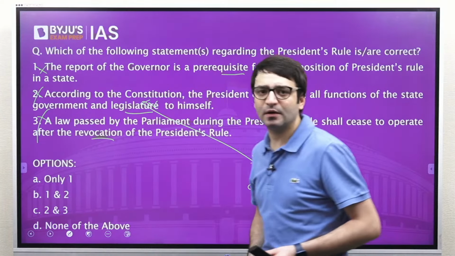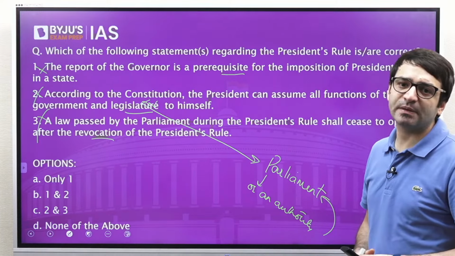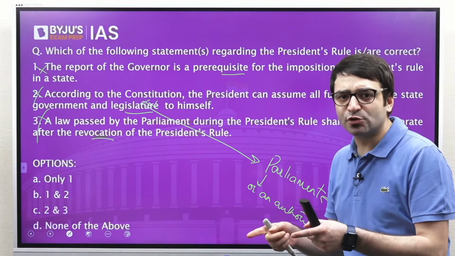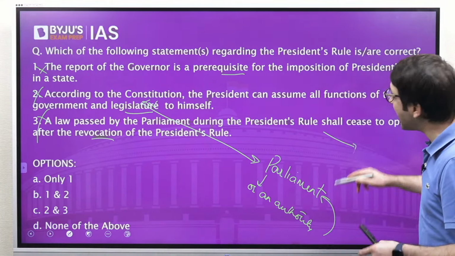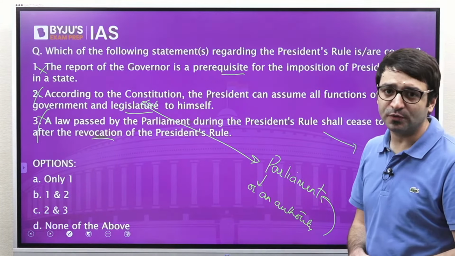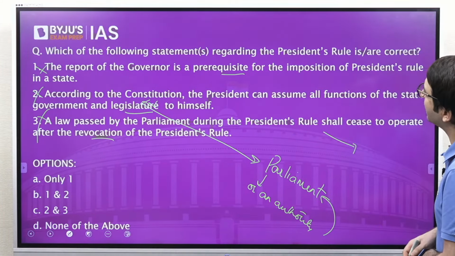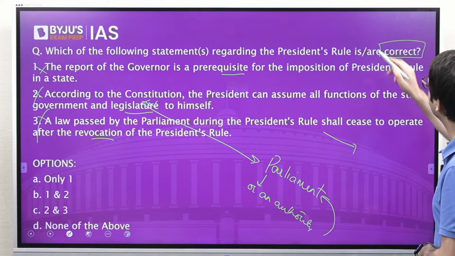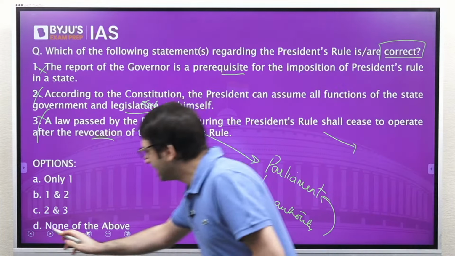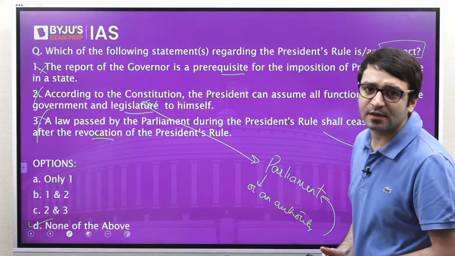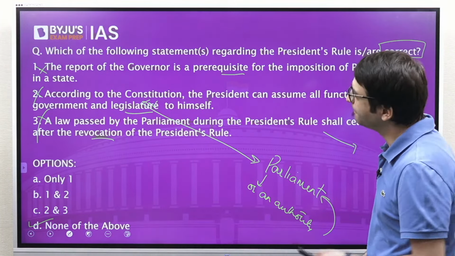This statement is wrong because this law passed by the parliament during president's rule continues even after the revocation of president's rule. The question is asking which of the following statements regarding president's rule is or are correct. None of these statements are correct. D is the right answer.